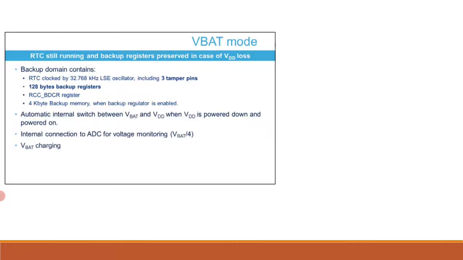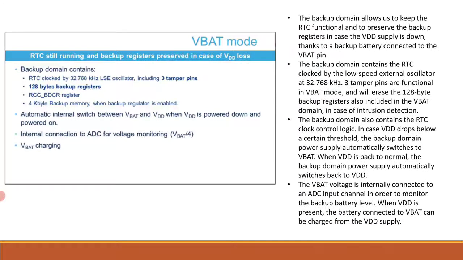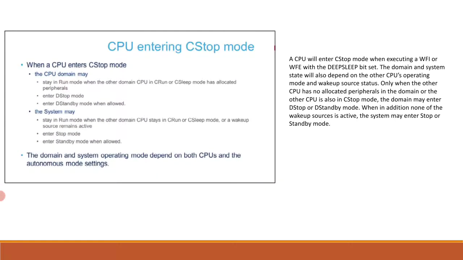How about the CPU entering the CSTOP mode? A CPU will enter CSTOP mode when executing a WFI or WFE with the deep sleep bit set. The domain and system state will also depend on the other CPU's operating mode and wake-up source status. Only when the other CPU has no allocated peripherals in the domain or the other CPU is also in the CSTOP mode, the domain may enter DSTOP or DSTANDBY mode.